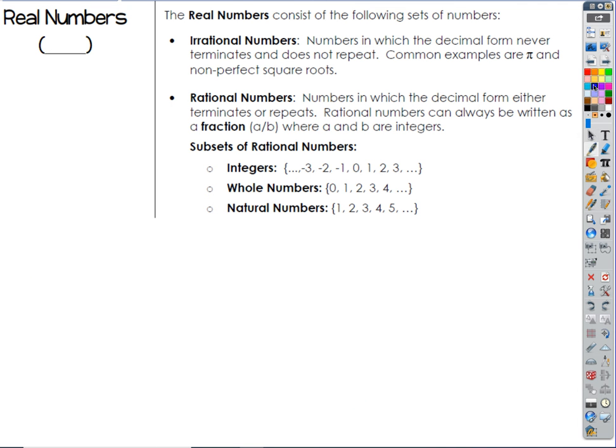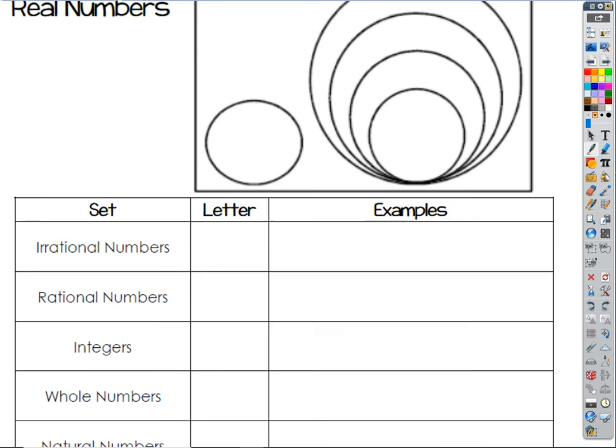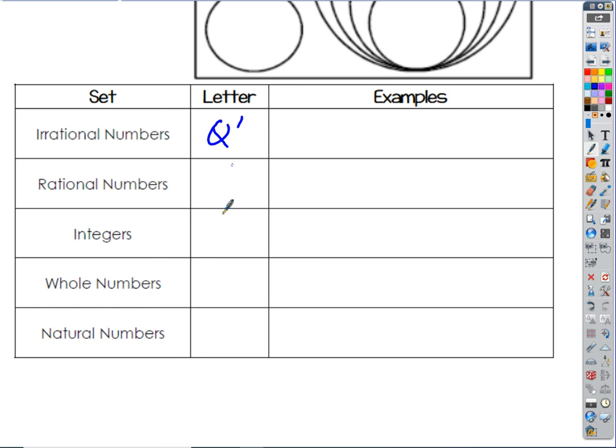I didn't say this, but how do we represent the set of real numbers, capital R? Good. And then we already said all this stuff, the set of irrationals, that's Q prime, rationals, Q, integers, we said Z, whole numbers W, natural numbers N. What are some quick examples? Irrationals? Pi, square root of 2, stuff like that, right?